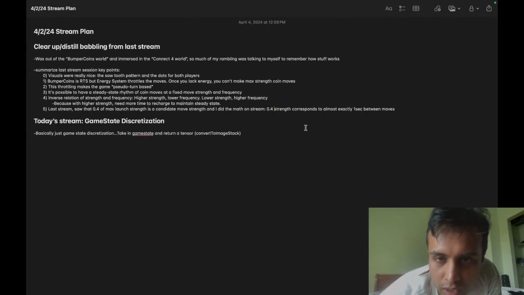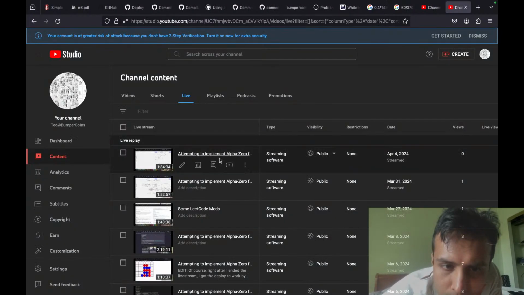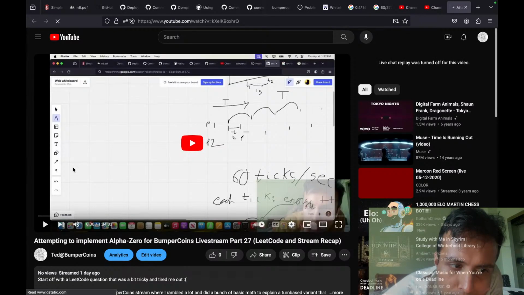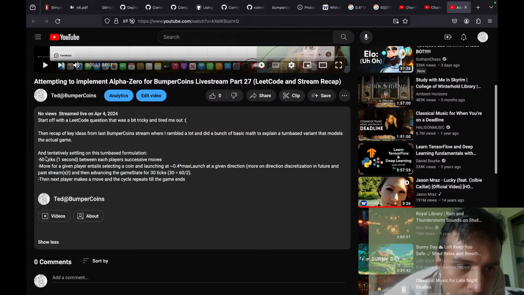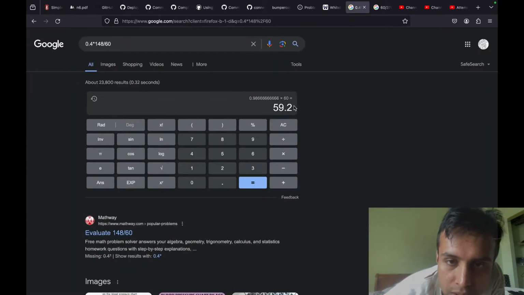At the end of last stream, I remember I edited the description of the stream to give it a quick summary of the plan moving forward for implementation. This is the idea: 60 ticks between each player's successive moves, which works out to be 1 second because it's a 60 FPS game. Here's how it works, these are the two while loops. While the game has not ended, move for the player whose turn it is. That means select a coin and launch it at, instead of approximate, let's just make it exactly 0.4 times max launch. By doing so, we know it'll take around 59 ticks, technically 60, to consume.